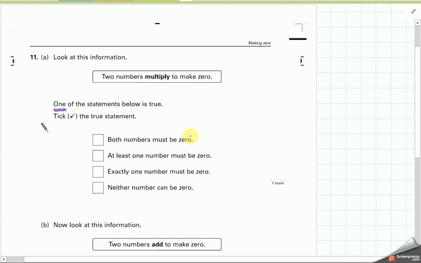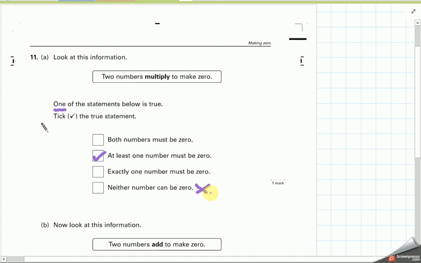Both numbers must be zero. Well, it doesn't have to be both zero, but that would give the right answer. At least one number must be zero. I think that's true. Exactly one number must be zero. No, because that stops this one being true. Neither number can be zero. It's definitely not the last one.